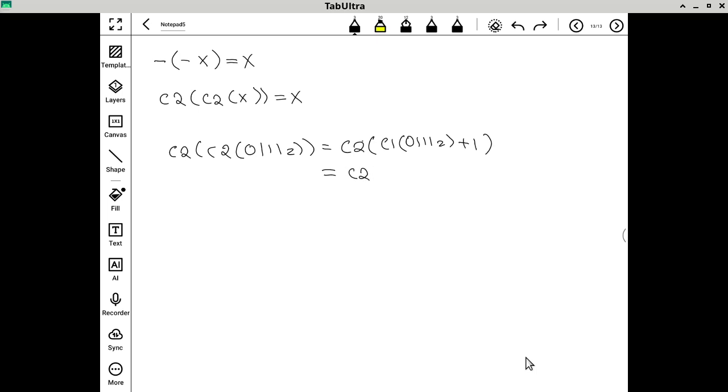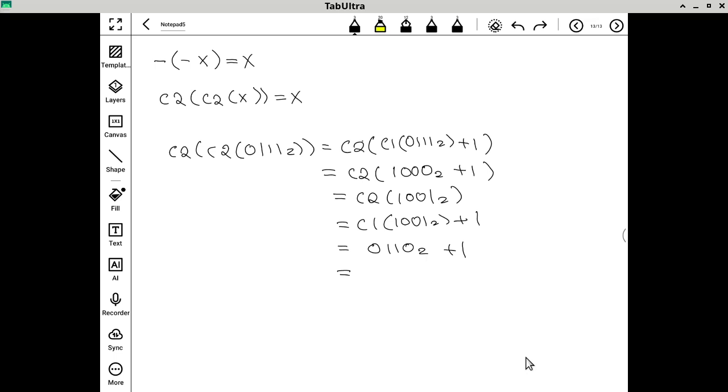So that becomes flipping all the zeros into ones and all the ones into zeros. It becomes 1, 0, 0, 0 in base 2 plus 1. Then it becomes the two's complement of 1, 0, 0, 1 in base 2. And now this becomes the one's complement of 1, 0, 0, 1 in base 2, the whole thing plus 1, which then becomes basically the bitwise not of 1, 0, 0, 1. So that is 0, 1, 1, 0 in base 2 plus 1, which is 0, 1, 1, 1 in base 2.